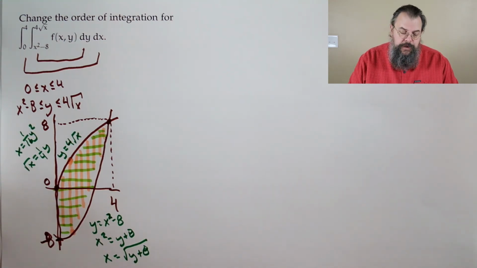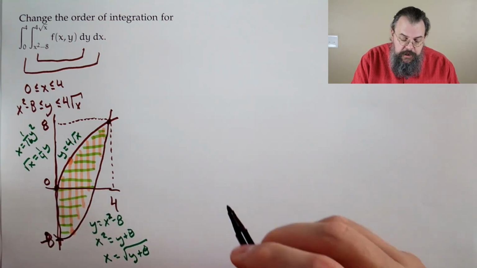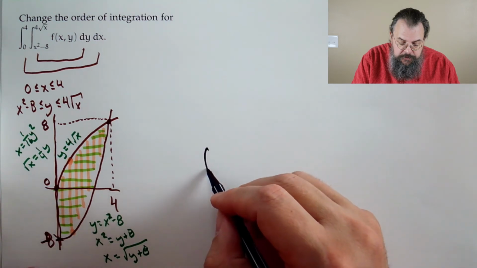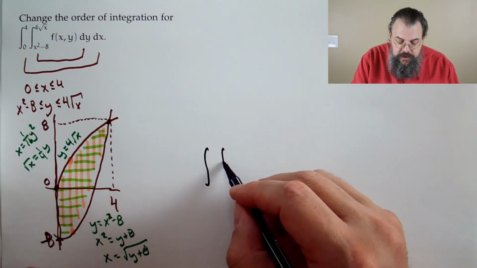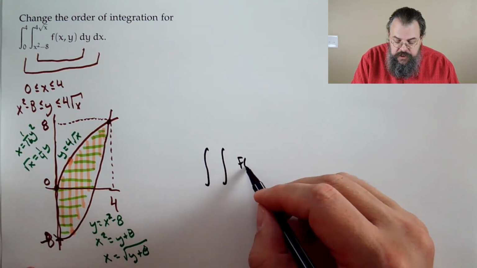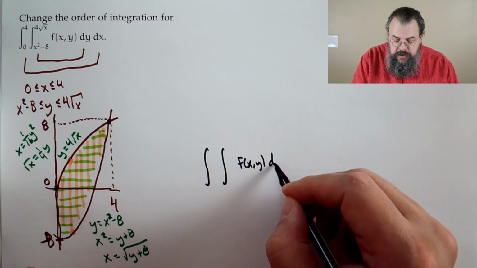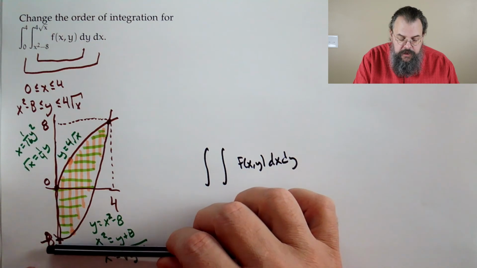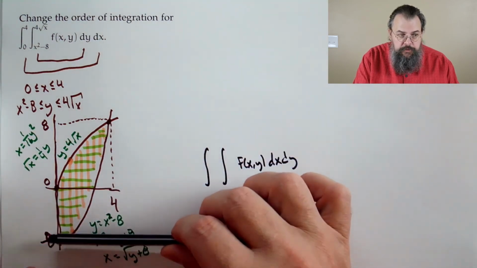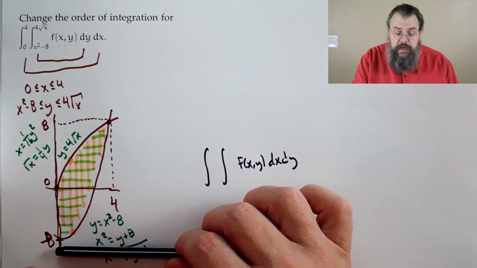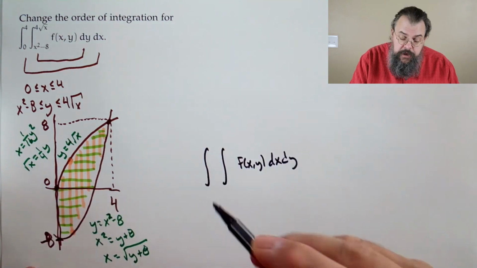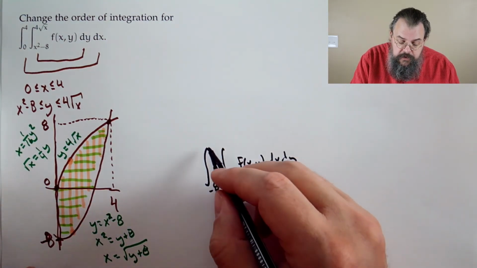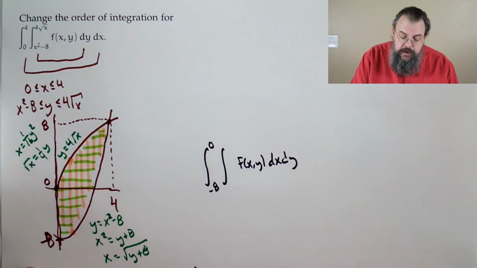Here we go. We're going to do the bottom part first. It doesn't really matter which order you do it, but might as well work from top to bottom. So it's an integral, same function, that doesn't change, dx dy. You say, okay, how does y go? Well, think about where y goes in this bottom part. We're going from -8 up to 0. So -8 to 0.